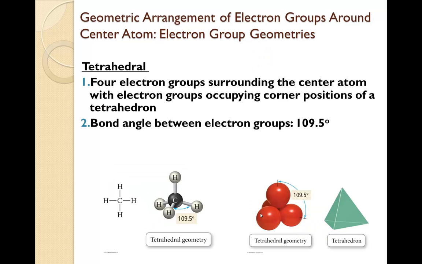Tetrahedral. Tetra means 4. So we're talking about something with 4 groups around the center atom. If we look over here, our Lewis structure then translates to this 3-dimensional shape. 4 electron groups surrounding the center atom, with electron groups occupying corner positions of a tetrahedron. The bond angle between the electron groups is 109.5 degrees. That's because they're trying to get as far away from each other as possible.